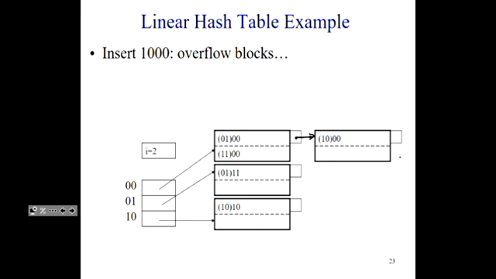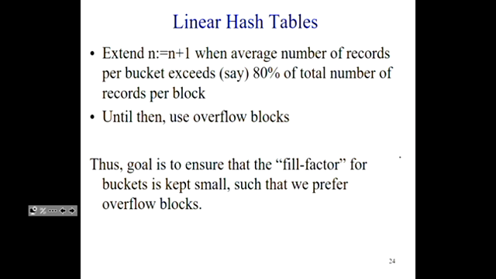However, I can't just keep adding records to overflow blocks without worrying about it. There is a constraint that I have to meet. The constraint is that I will allow records to be added to my hash table and also initialize overflow blocks up until the point when the average number of records per bucket exceeds 80% of the total number of records per block. Okay, so let's try to digest that for a second.